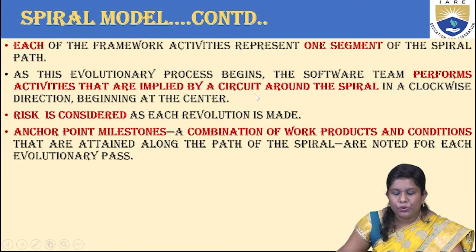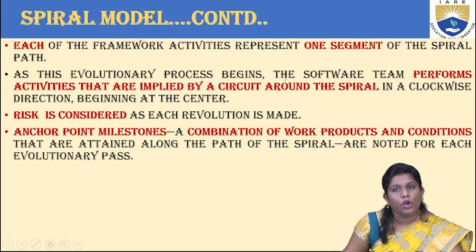And as you see, as the process begins, what does the software team do? It performs activities that are implied by the circuit around the spiral. That is, in a spiral manner, it moves in a clockwise direction, starting from the center. And risk is also considered at every stage, at every revolution.